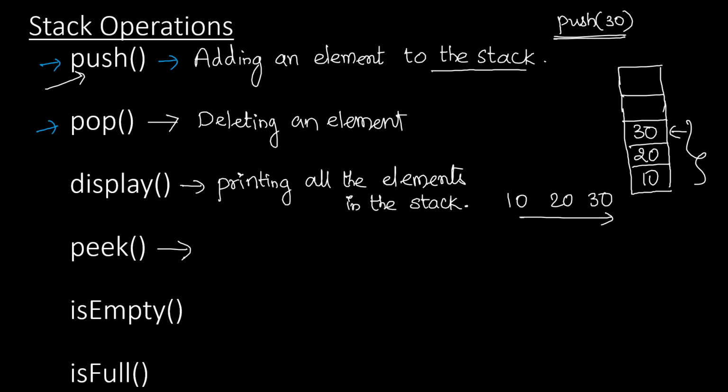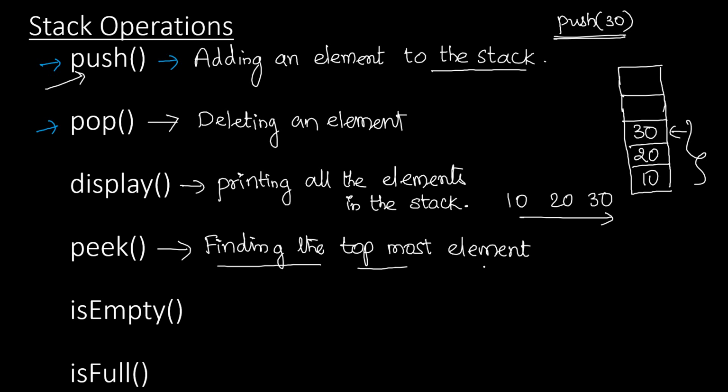And next one is the peek operation. Finding the topmost element in the stack is called the peek operation. For example, among 10, 20 and 30, 30 is the topmost element. The difference between pop and peek is that pop will remove this 30 from the stack, but whenever you use peek, it will not remove it, but it will tell you what the topmost element in the stack is. That is the difference between pop and peek.